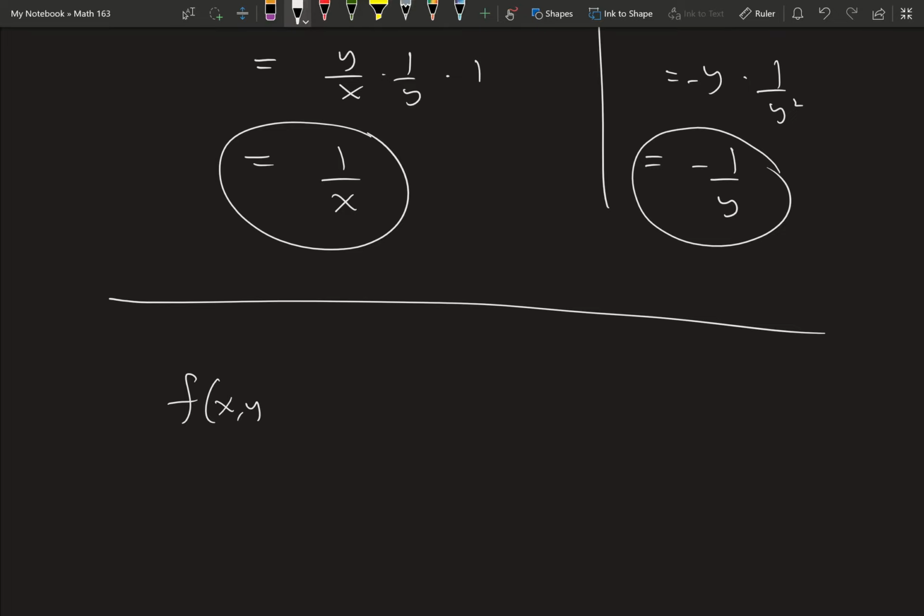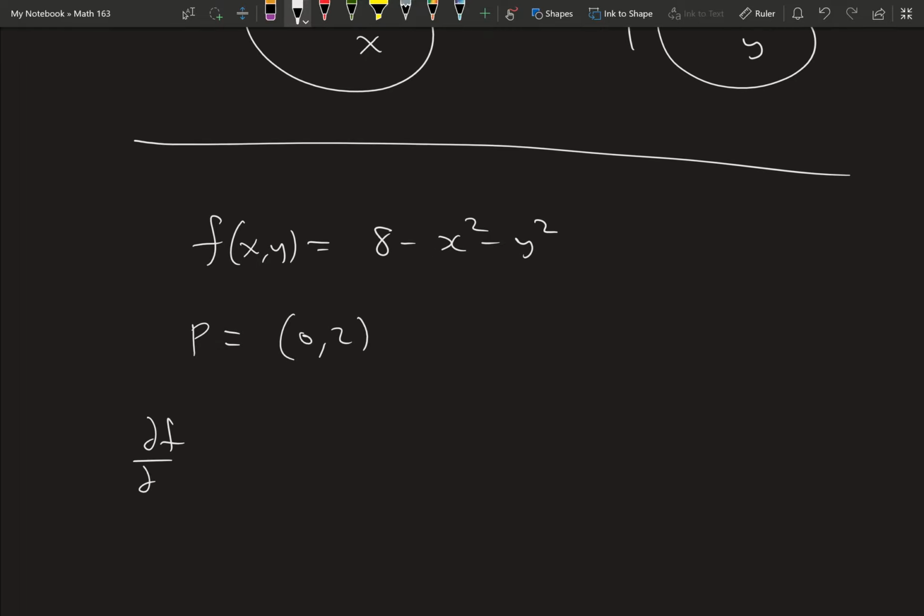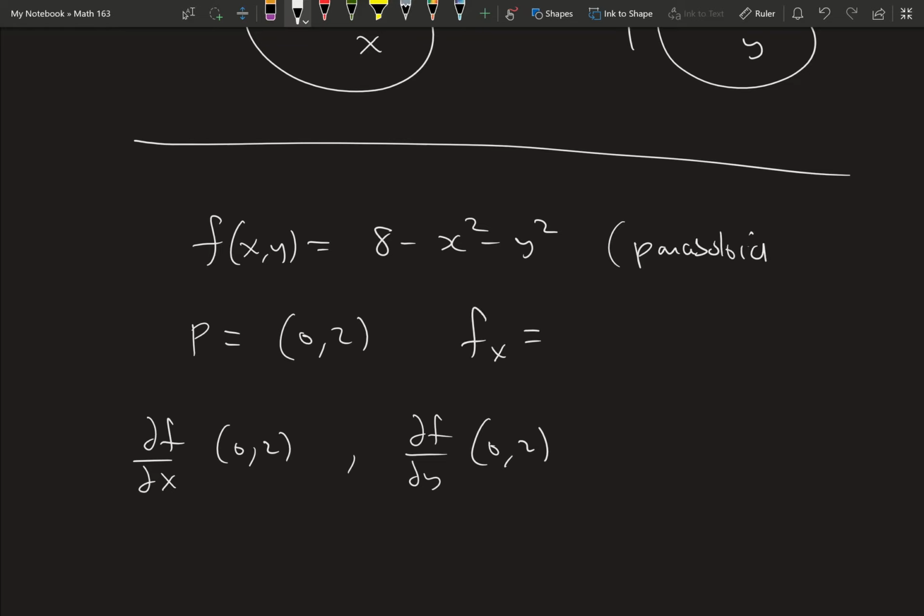Let's take f of x, y to be 8 minus x squared minus y squared. And let's take the point P to be (0, 2), so that we want to compute del f del x at (0, 2), and del f del y at (0, 2). And so that we can actually draw this, because this is just an upside down paraboloid. The partials are very easy to compute. The partial with respect to x is negative 2x. The partial with respect to y is negative 2y.